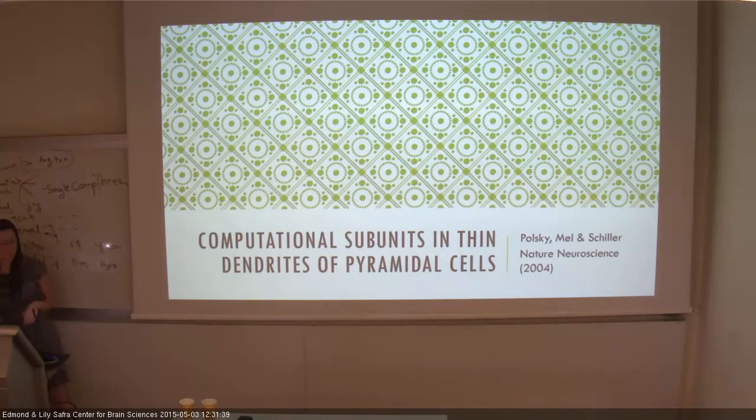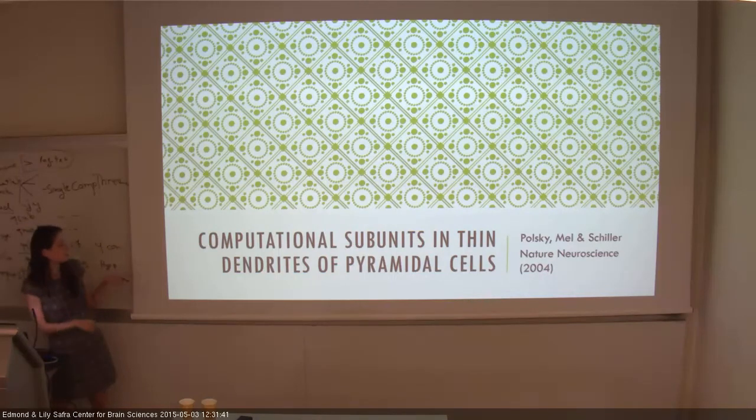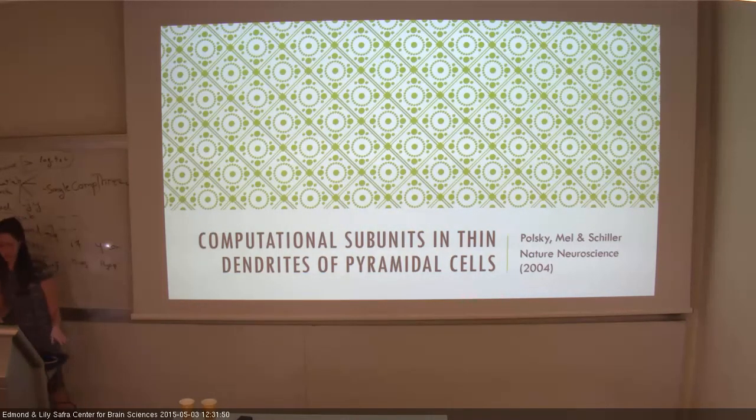Okay, so I'll present the article Computational Subunits in Thin Dendrites of Pyramidal Cells, which was written by Polsky, Mel, and Schiller, published in Nature Neuroscience in 2004. And you'll see that despite the year, it has really cool methods in it, and also conclusions, I hope.